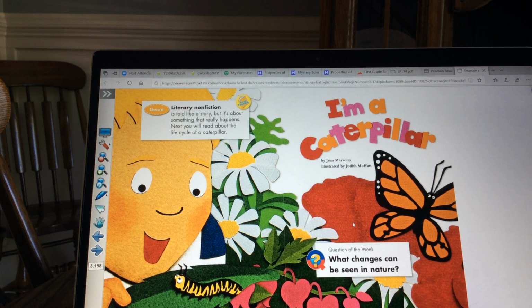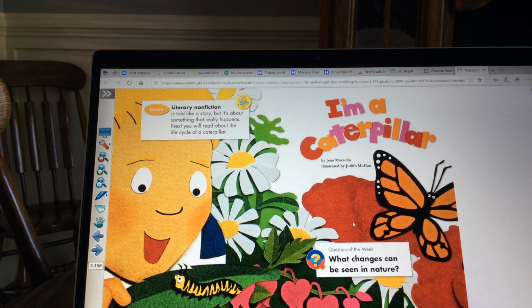Okay, so we know that good readers pay attention to the order or sequence in which things happen in their reading. Today we are going to be looking at the life cycle of a butterfly, or a caterpillar, same thing. We need to pay close attention to the sequence, which is the order of events, to help us better understand. So we're going to pay attention to the sequence of the steps a caterpillar goes through as it changes. Okay, let's get started.